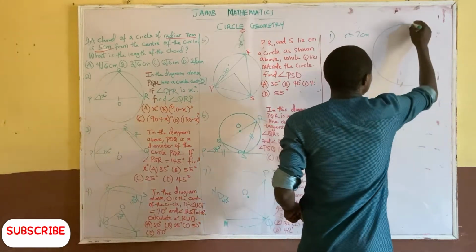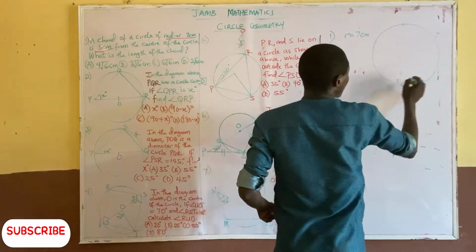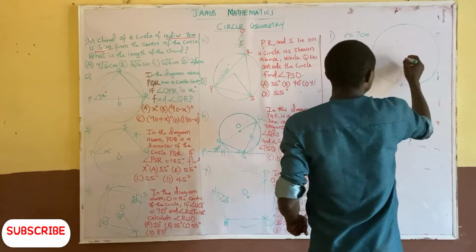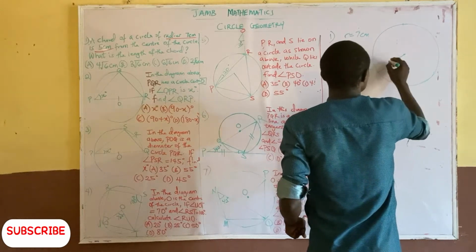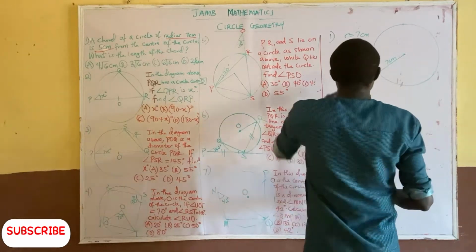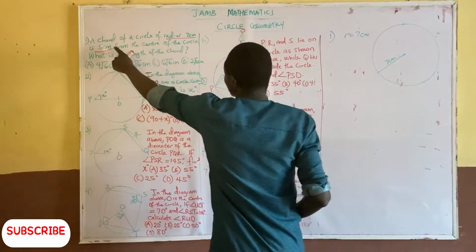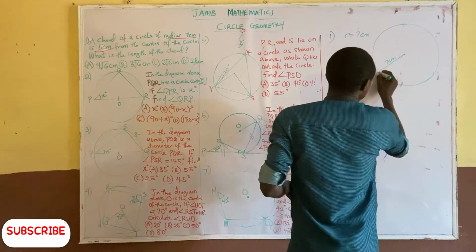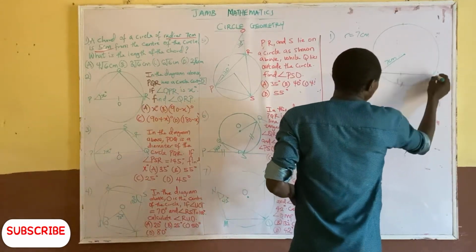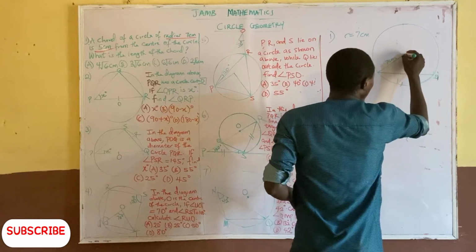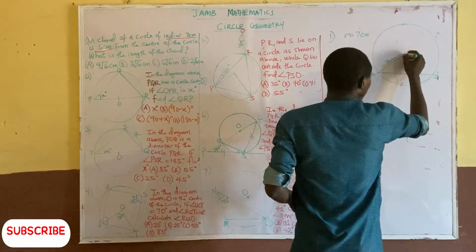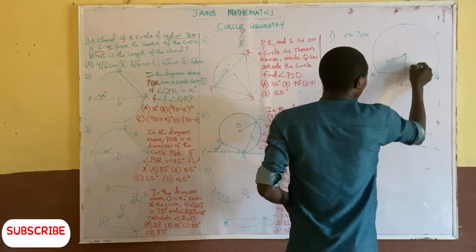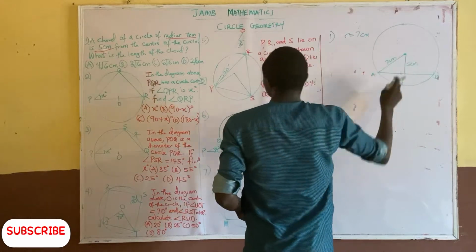a circle like this, here is a circle. We are told that the circle has a radius of 7 centimeters. And the distance of the chord from the center of the circle is 5 centimeters. So, assuming I have the chord AB here, the distance of that chord from the center is 5 centimeters.